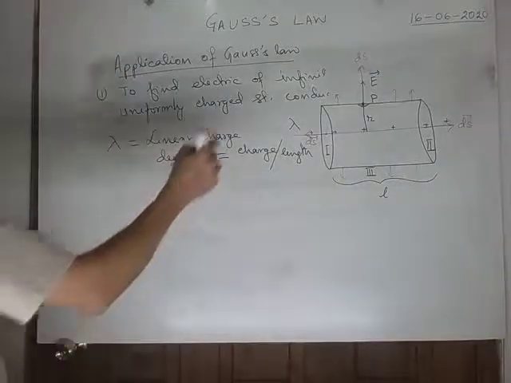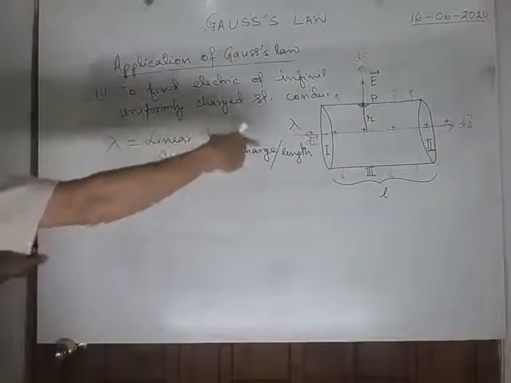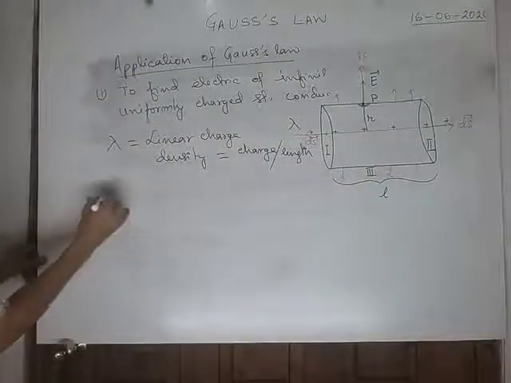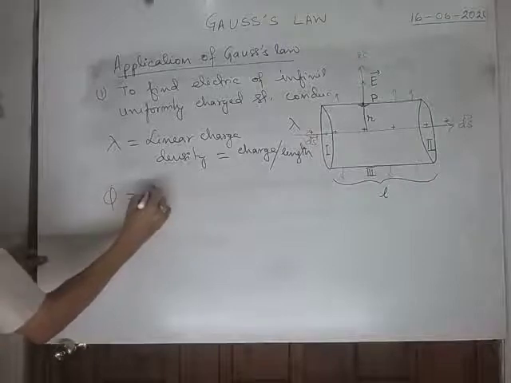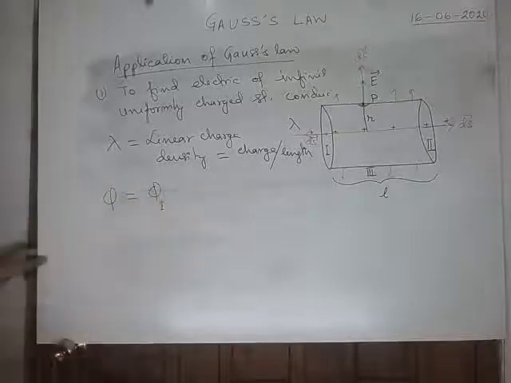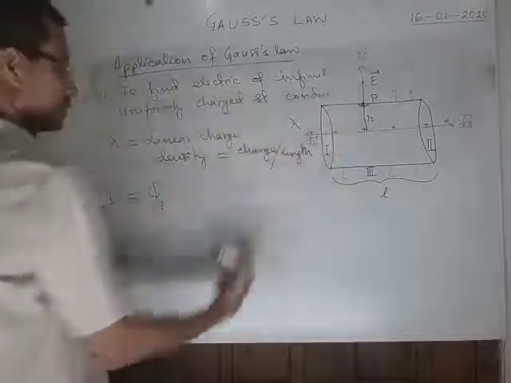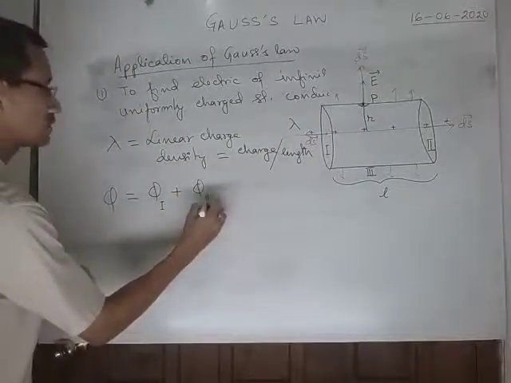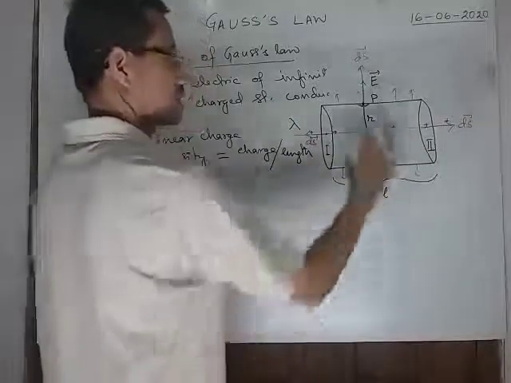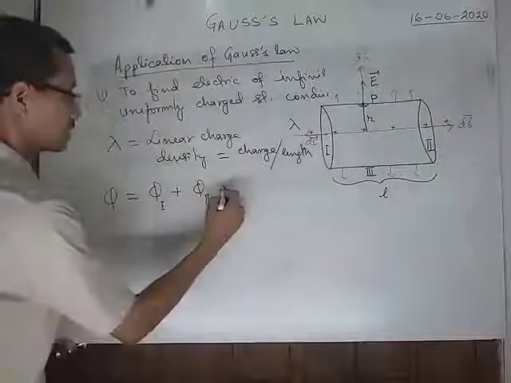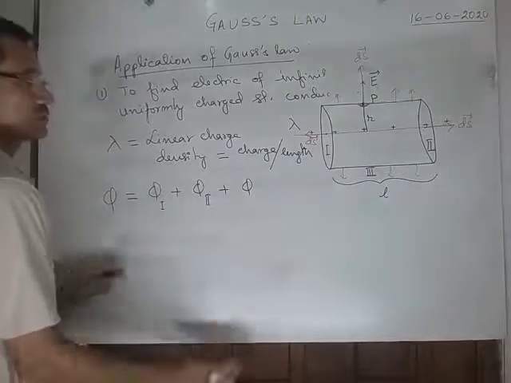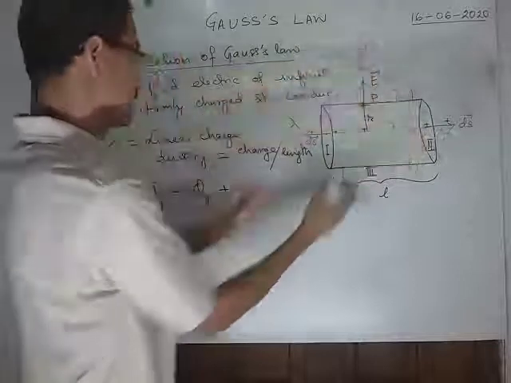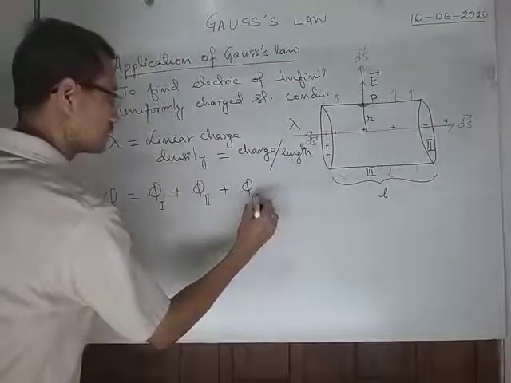Now, just to find out the total electric flux, let's try to find out the electric flux over these 3 surfaces. So your total electric flux phi will be equal to what? Phi 1 due to the circular surface, phi 2 electric flux due to the second surface, which is circular in nature, and the third one, total electric flux passing through this curved cylindrical surface, surface 3.